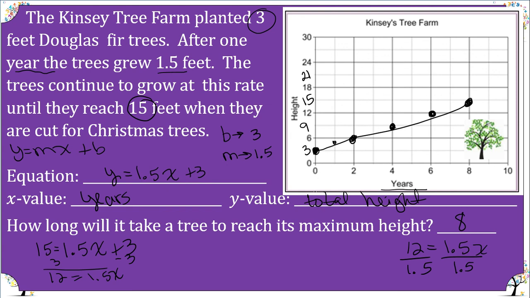Okay, so when you're plotting these, you can use your slope, but in this situation for me, I thought it was easier just to plug in some of these x values, and again, you can use a calculator to get at your y values, and then just plot those points. Now, typically a line would just keep going forever, but because we're talking about a situation, our graph is going to end because it says when they reach 15 feet, which took 8 years, they cut them down, so it's not going to continue to grow. And I hope this helps.